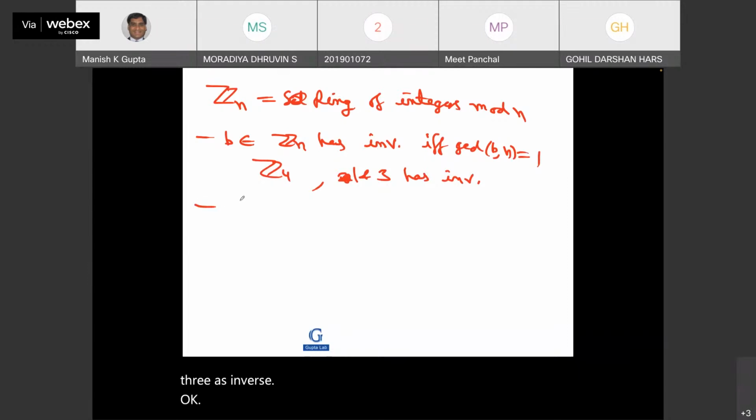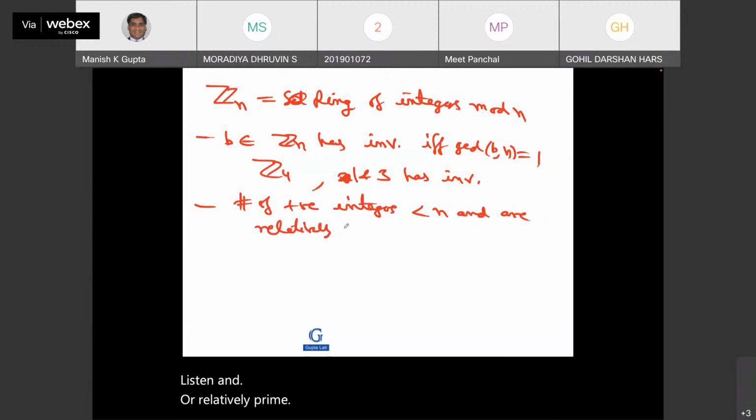You also remember the number of positive integers less than n and relatively prime to n. This number is phi of n, the Euler totient function, if you remember.